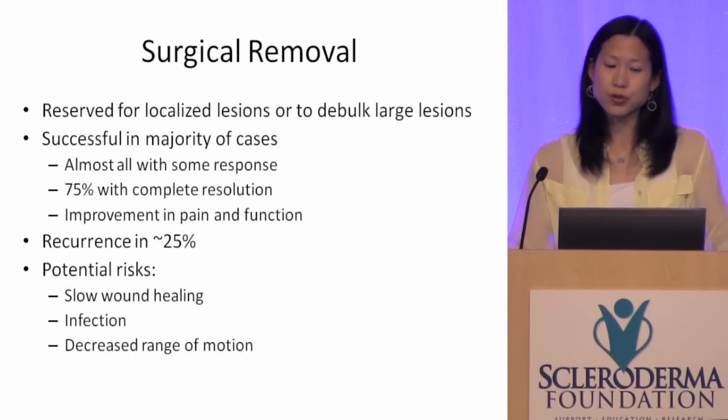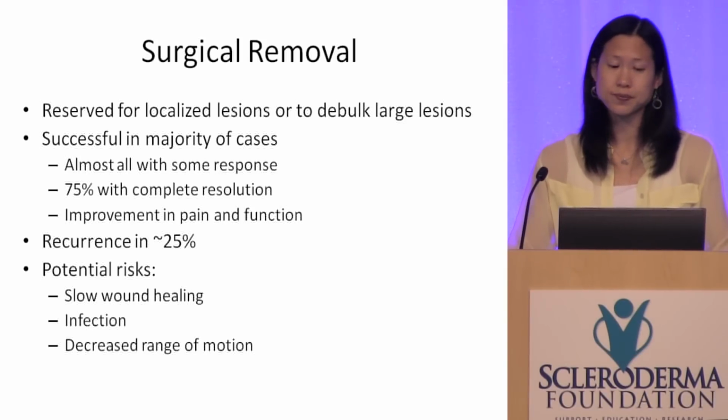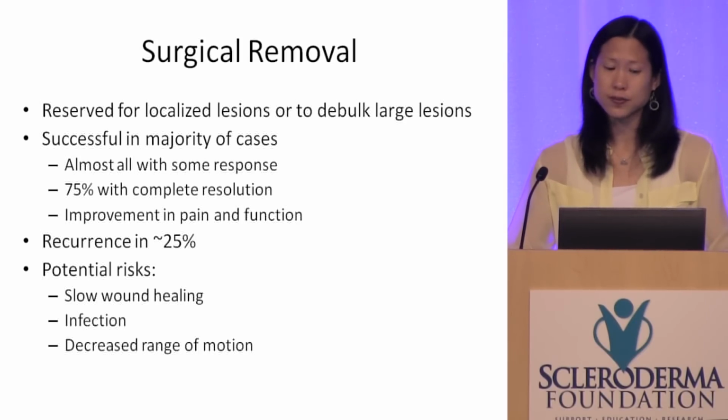And finally, surgical removal. So surgical removal is reserved for localized lesions or to debulk really large lesions. So when a patient is pretty symptomatic from calcinosis and there's a fairly large lesion or a lesion that's quite accessible to surgery, we will refer the patients to get these removed. It's successful in the majority of cases, and almost all patients will have some response in decreasing the size of the lesion. About 75% will actually have complete resolution of the calcinosis lesion that is removed. And there's usually associated improvement in pain and function.